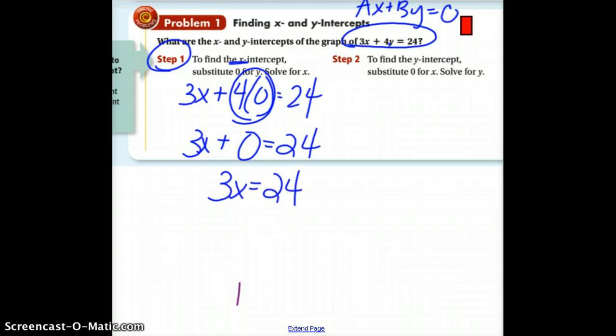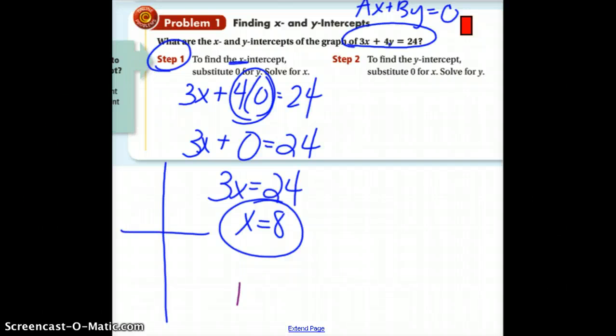I can solve for x, divide by 3, x equals 8. That is our x-intercept. On our graph, the line crosses the x-axis at 8. We'll say that's 8.